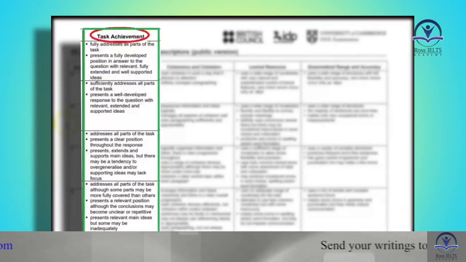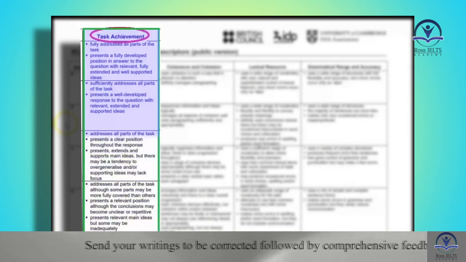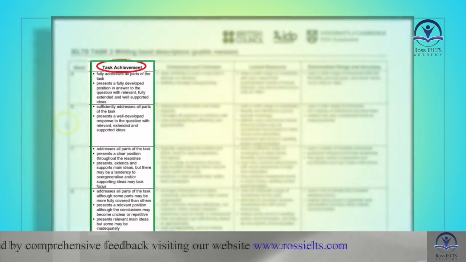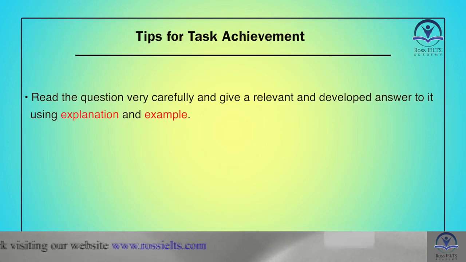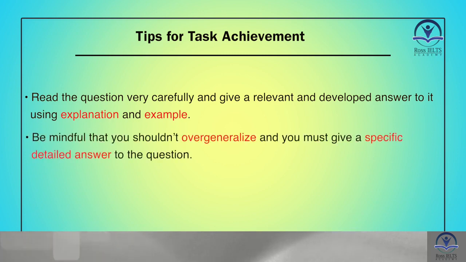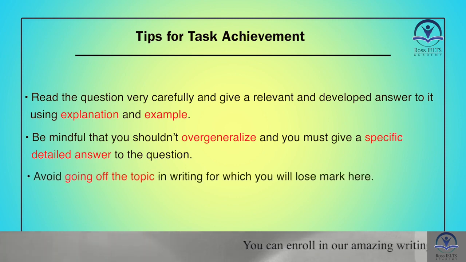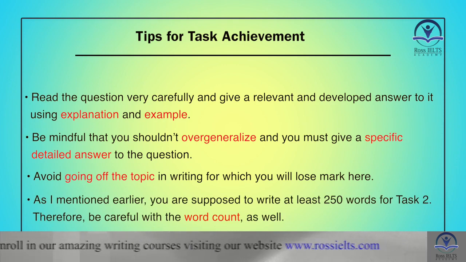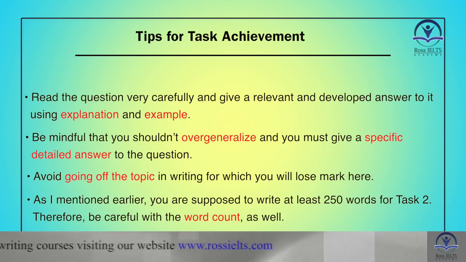The first criteria is task achievement or task response. In this criteria, the type of response that you give for the essay's given question is determined. So, what can we do to get a very high score in this criteria? Let's see. First of all, read the question very carefully and give a relevant and developed answer to it using explanations and examples. Be mindful that you shouldn't overgeneralize and you must give a specific detailed answer to the question. Avoid going off the topic in writing for which you will lose marks. It's not like speaking. And finally, as I mentioned earlier, you are supposed to write at least 250 words for Task 2. Therefore, be careful with the word count as well.